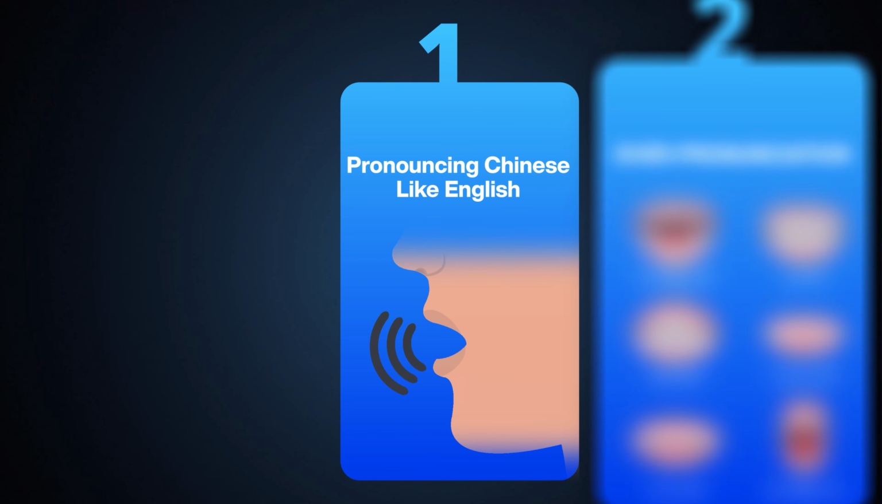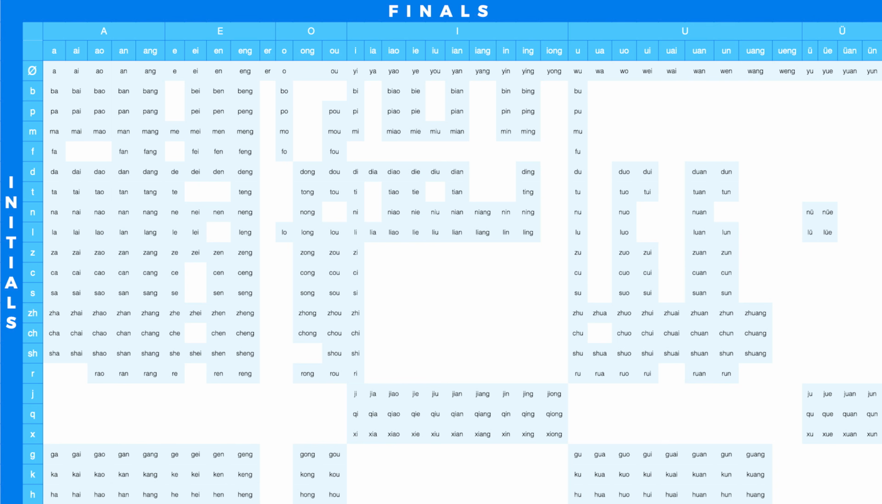So let's dive into the first problem, which is pronouncing Chinese like English. Now, even if English isn't your native language, this happens to almost everyone. Why? Because Chinese uses pinyin, which is based on the English alphabet, and it's natural to want to pronounce it like English, especially if you haven't been trained properly or don't use the right practice techniques. And the result, you form bad habits that are pretty hard to break.